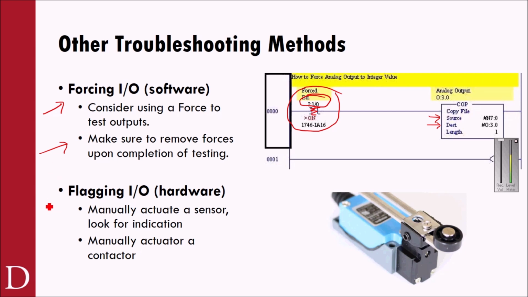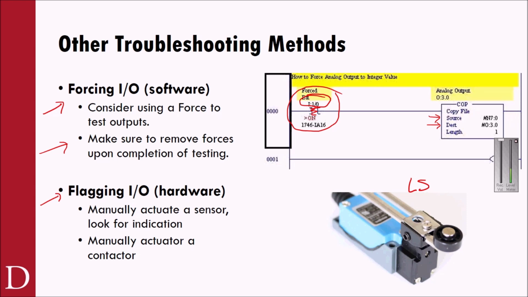The other term that we use a lot on the hardware side is what we call flagging. So in software, we call it forcing. In hardware, a lot of times we'll call it flagging the I/O. So maybe I have a sensor, right? In this case, I've got this nice limit switch down here. And maybe this limit switch is on a guard that goes in front of a machine. And for whatever reason, the operator's trying to run the machine, it's not working. I might think, well, is it something to do with this switch down here, this limit switch?